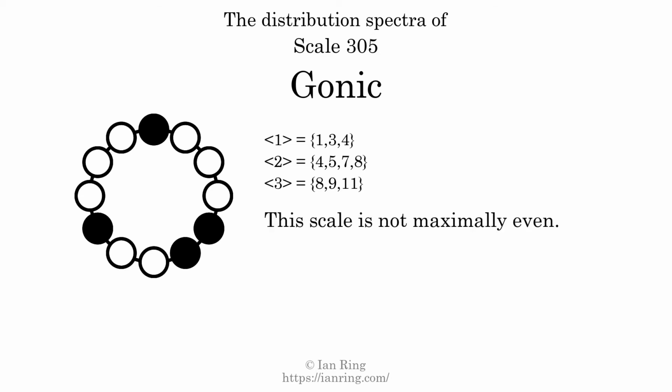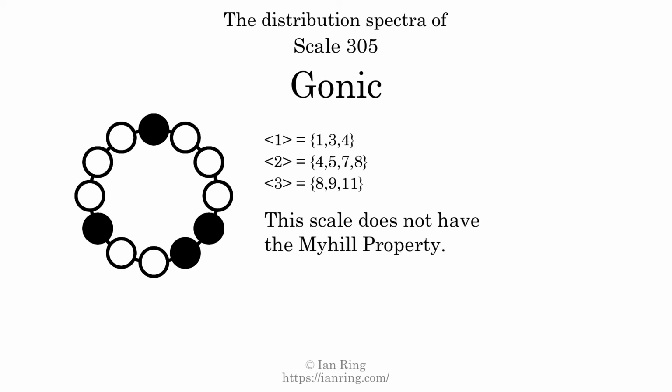The highest spectrum width is 4. Since this is greater than 1, we know that this scale is not maximally even. If every spectrum has exactly 2 specific intervals, we call that the Myhill property.